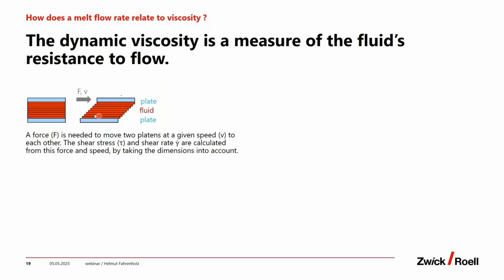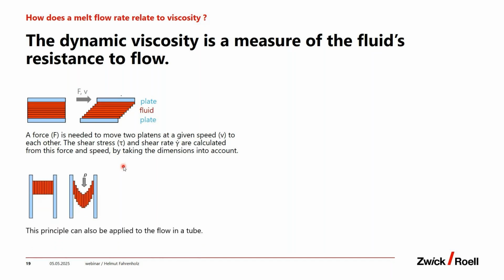flow. So we can imagine if you have two platens and you have the fluid in between, you apply a certain speed of the upper platen, you apply a certain force, and this force varies with the viscosity of the material. We can apply the same for a tube. So we will have a flow in the tube, which, if there's no slip, is probably zero close to the wall and has its maximum somewhere in the center of the tube.